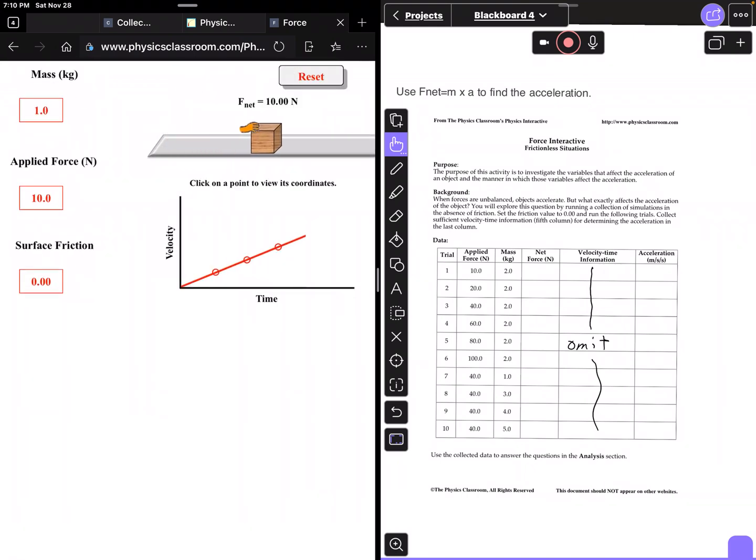It's going to push it, give you a graph, and give you a net force. It says it's 10 newtons. I would write 10 newtons for net force. You don't have to do anything for the velocity-time information. You omit that section. Then you have to calculate your acceleration. If it tells me my net force in this case is 10 newtons, I would write that down.